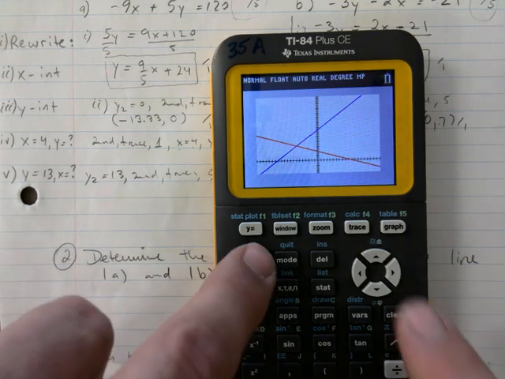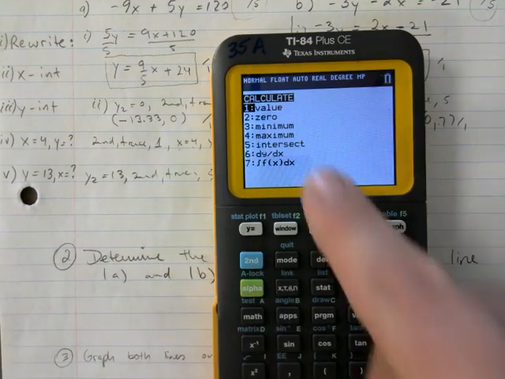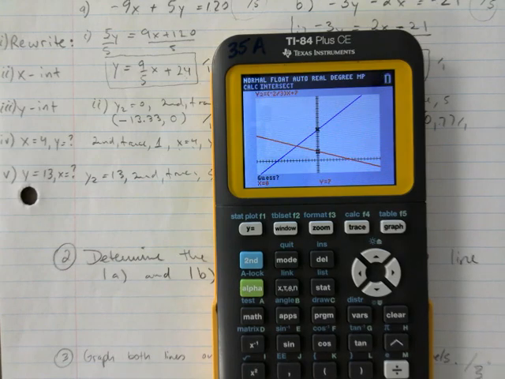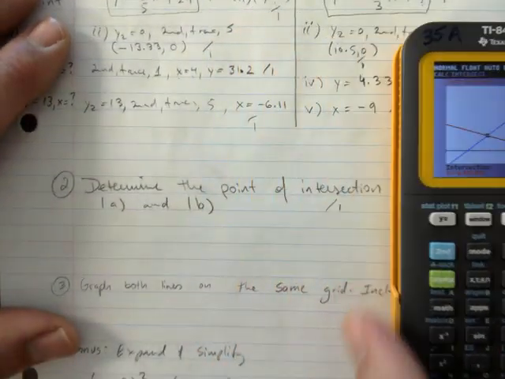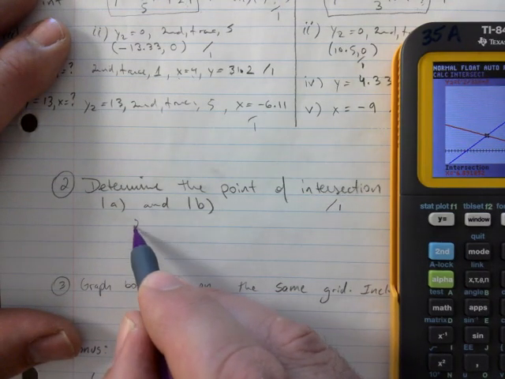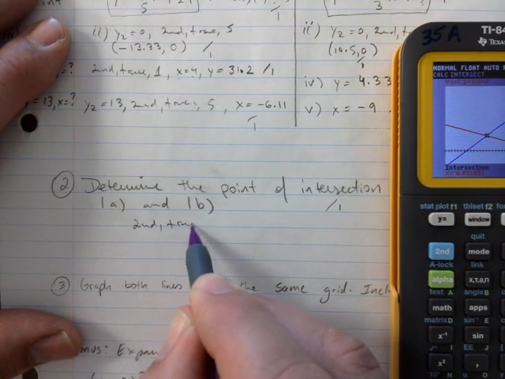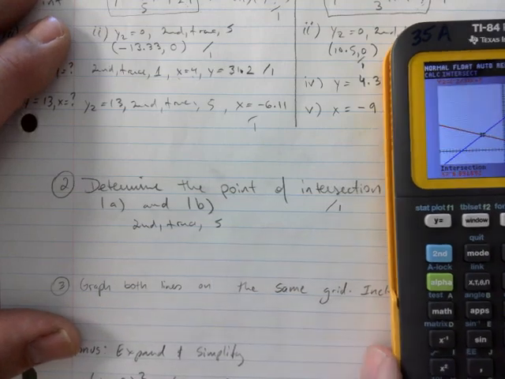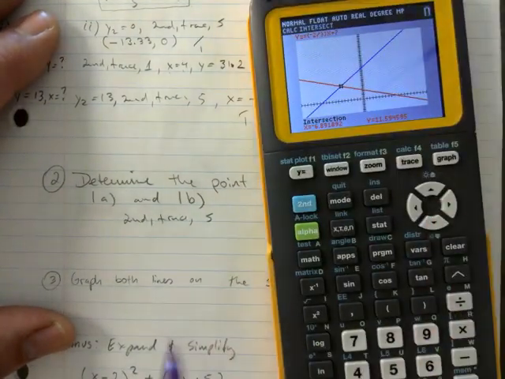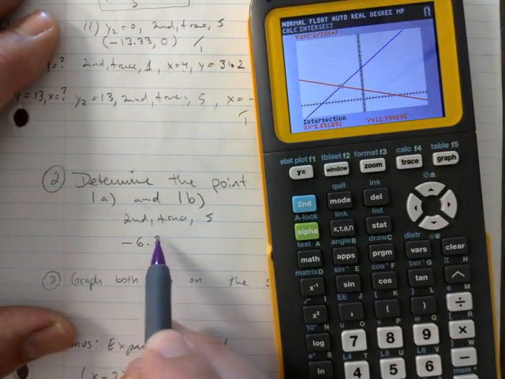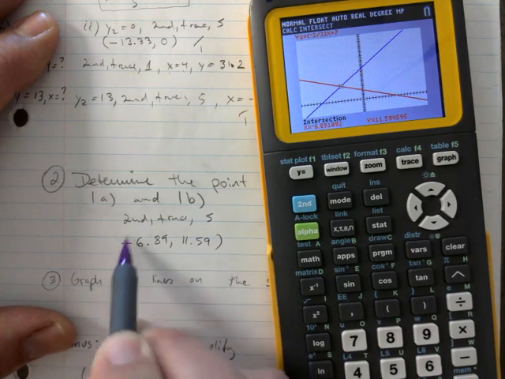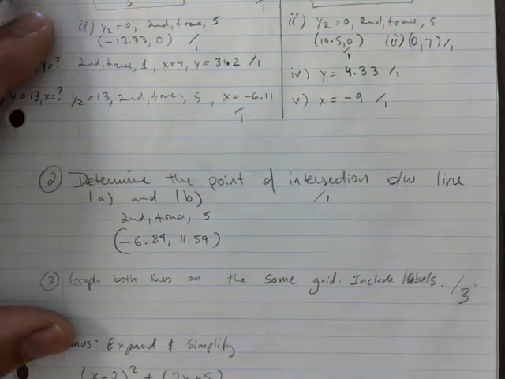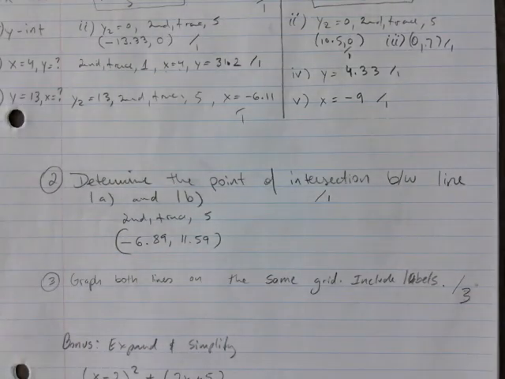And there it is. Second trace intersect, right? Enter, enter, enter. And that's negative 6.89. So I go second trace 5. And I get negative 6.89, 11.59 is the point of intersection. You get a mark for that.